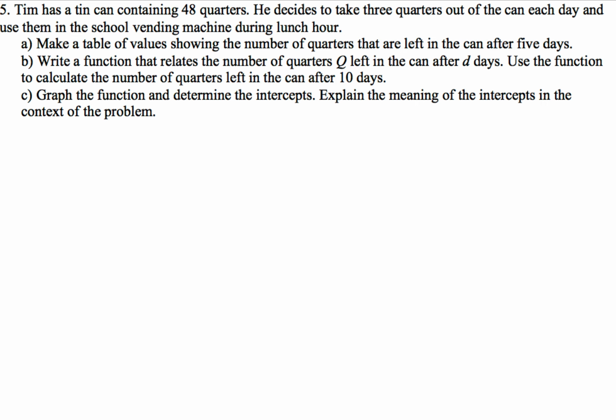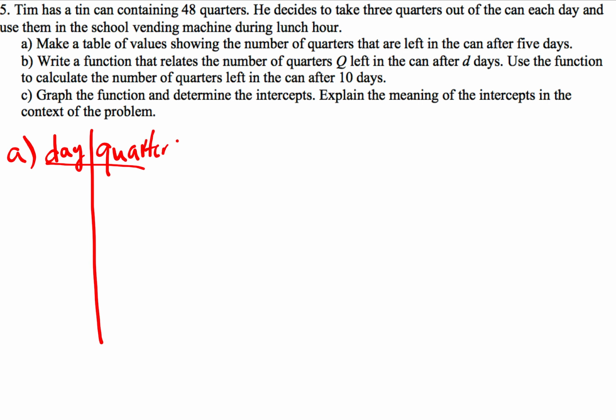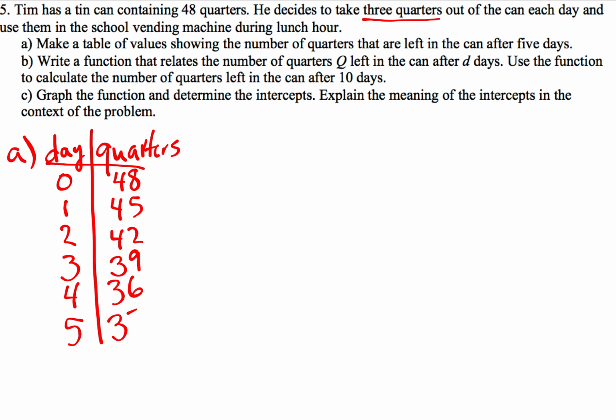Tim has a tin can containing 48 quarters. He decides to take 3 quarters out of the can each day and use them in the school vending machine during lunch hour. Make a table of values showing the number of quarters left in the can after 5 days. Well, my table of values is going to include day and quarters. And it said to do it for 5 days. I'm going to start at day 0, where before he's spent any of his quarters, he's got 48 quarters. Then he's going to spend 3 quarters each day. So he'll be down to 45, and then 42, and then 39, 36, and on day 5, he's got 33 quarters left.